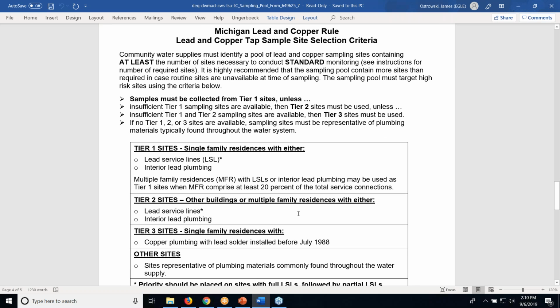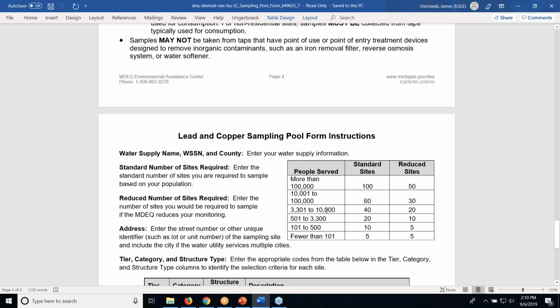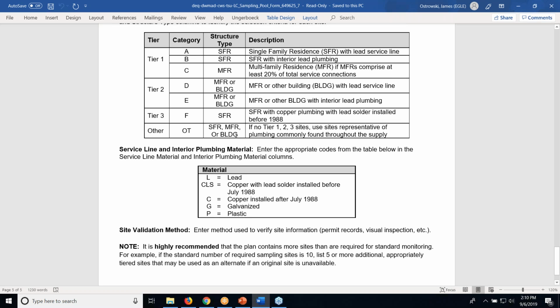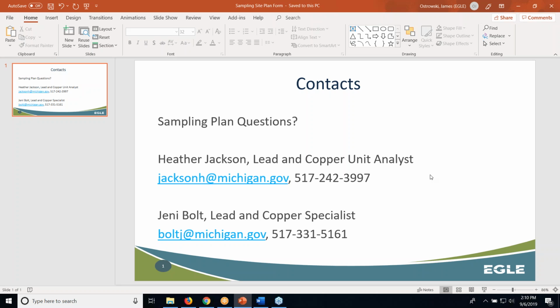Pages 4 and 5 of this document include instructions for each portion of this form if you have any questions regarding filling out this form, including the commonly used acronyms in the columns of pages 2 and 3 of the form. If you have any questions regarding this form, please contact Heather Jackson or myself at the email addresses and phone numbers listed on the slide on the screen.